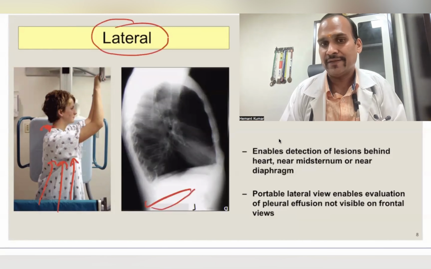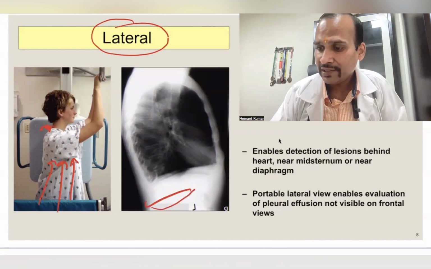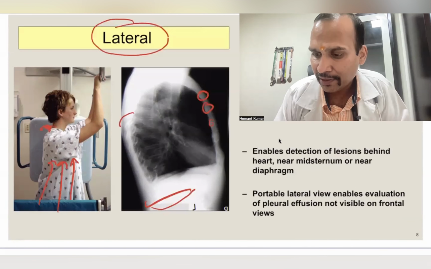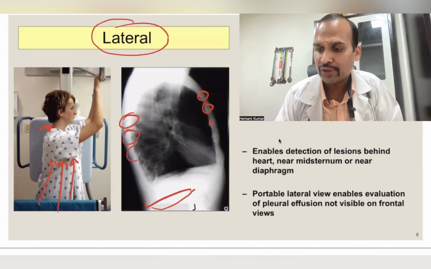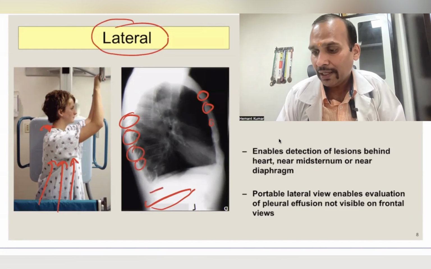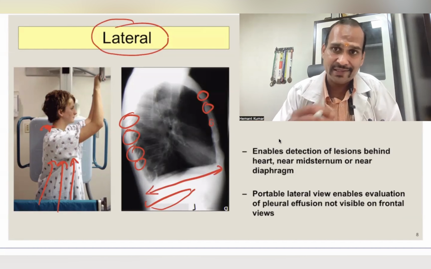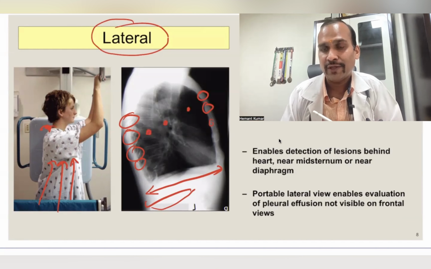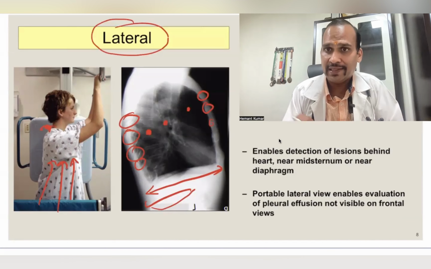This is a lateral X-ray. So we can see these are the ribs. This is anterior. And this is the vertebral column. This is posterior. So we can see the lateral X-ray and we can find where the lesion is: whether it is on the anterior side, middle side, or posterior side. So there are a lot of advantages of taking a lateral X-ray.